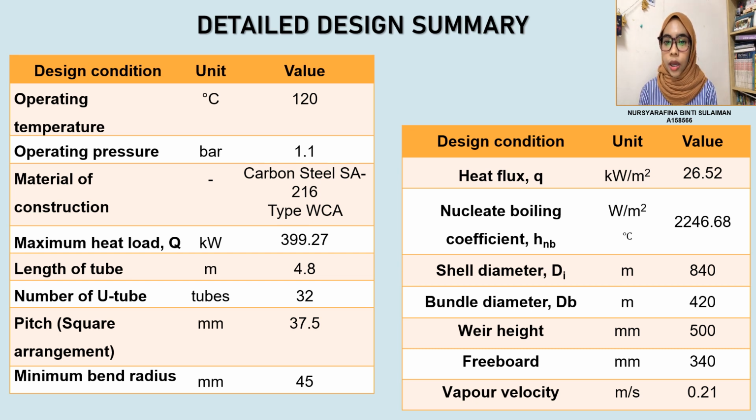The kettle reboilers are essentially pool boiling devices, and their design is based on data for nucleate boiling. So by using the Mostinski equation, the nucleate boiling coefficient is 2246 watt per meter squared Celsius.